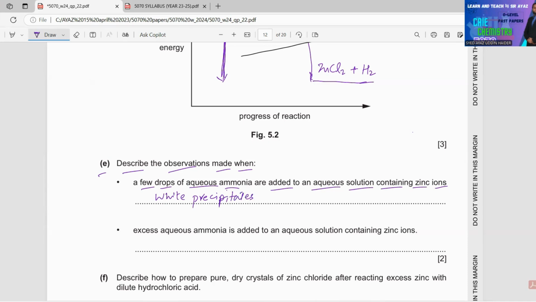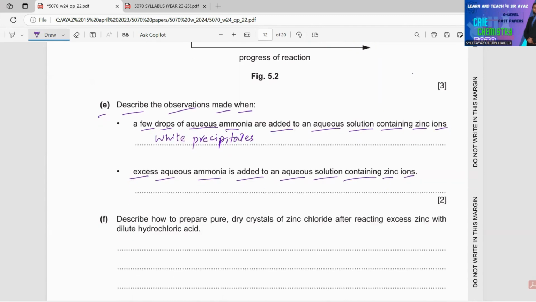And in excess aqueous ammonia. When excess aqueous ammonia is added to an aqueous solution containing zinc ions, what will happen? It will dissolve or soluble to form colorless solution. Soluble or dissolves to form colorless solution.